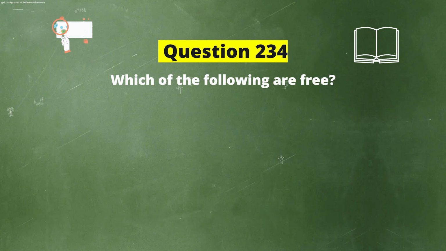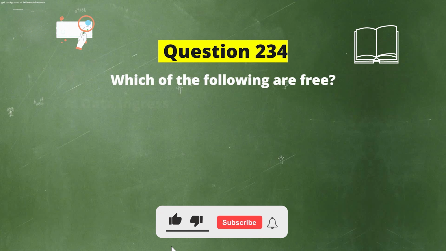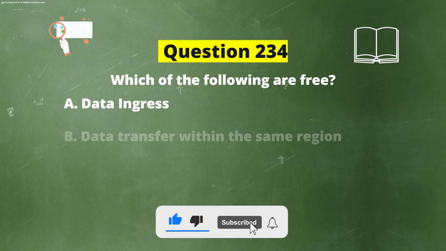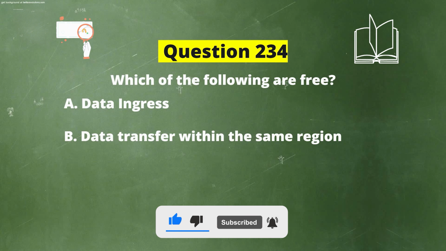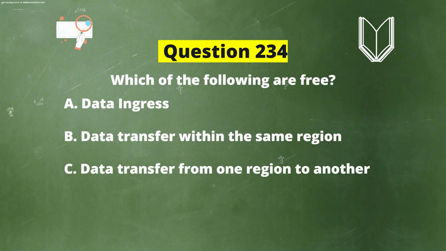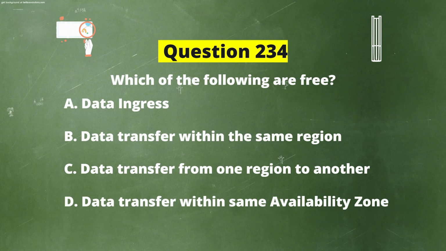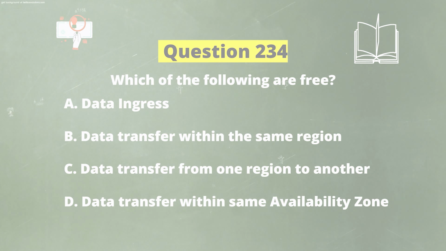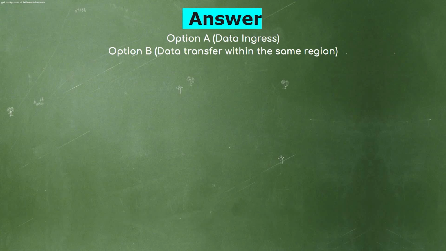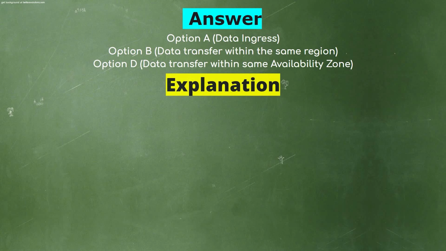Next question. Which of the following are free? And the options are A. Data Ingress. B. Data transfer within the same region. C. Data transfer from one region to another. D. Data transfer within same availability zone. And the correct answer is option A. Data Ingress. B. Data transfer within the same region. And option D. Data transfer within same availability zone. Explanation.